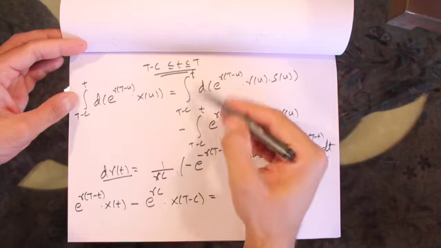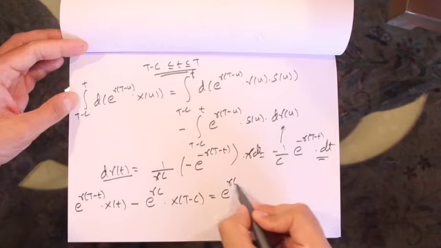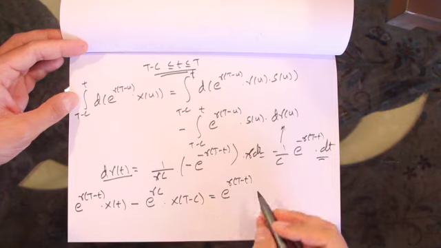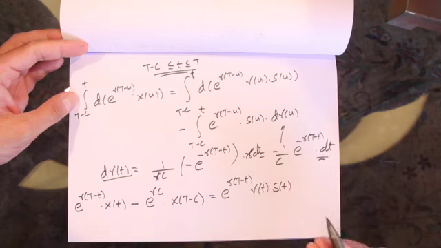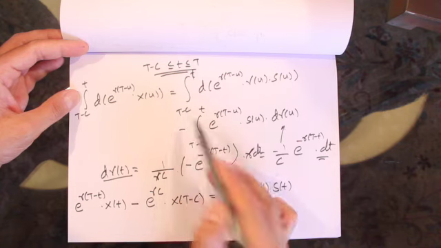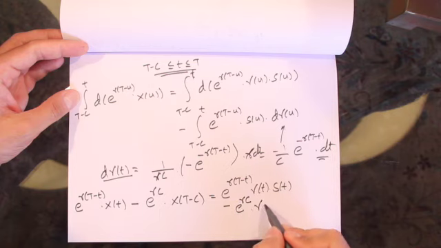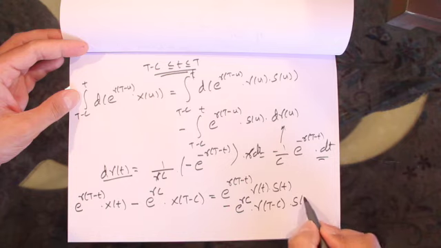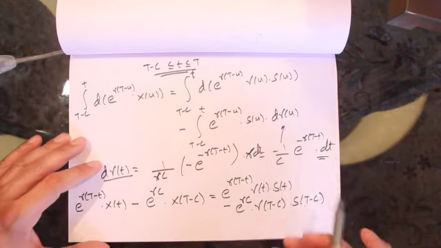On the right-hand side, if I integrate this, I'll get e to the power of r(T minus t) gamma(t) s(t), right? Minus, when I substitute u = t minus c, I'll get e to the power of rc gamma(t minus c) s(t minus c), right? And I'm going to be left with this.